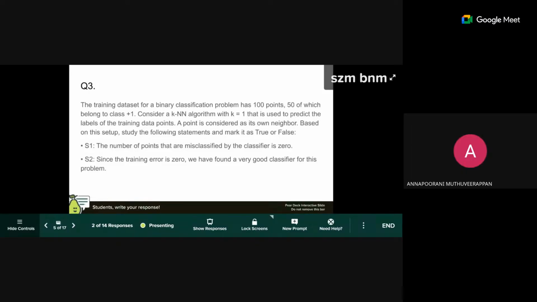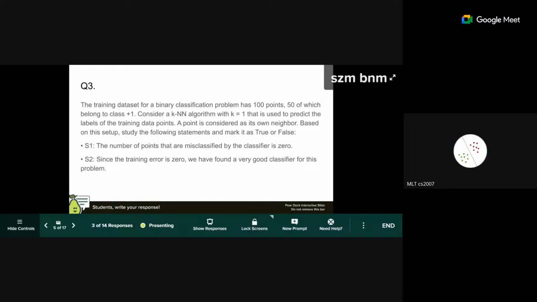S1 is true, I think, because we are not speaking about the test data, only the classifiers, no? Okay. So you're saying S1 should be true and S2 should be false. Yeah. Ma'am, S1 should be false.